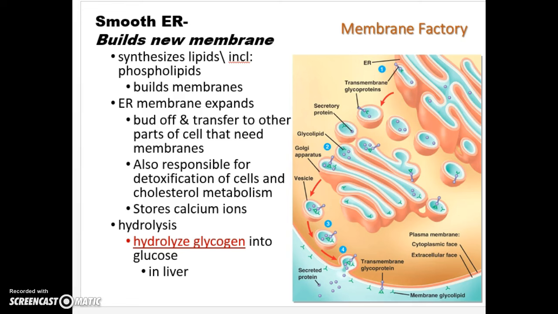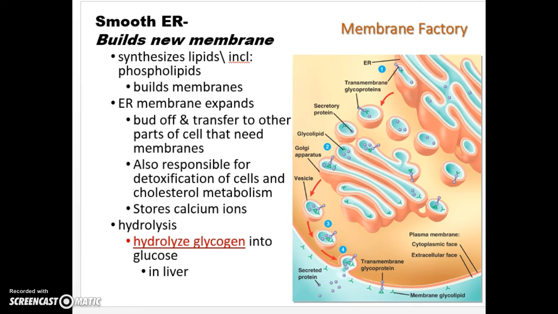Another job that the smooth ER has that's very important is detoxification of cells. So, for example, alcohol detoxification, the breaking down of alcohol so that it doesn't kill the cell, occurs within the smooth ER. So you would not be surprised to learn that a cell that has a lot of smooth ER would be, for example, a liver cell. A liver cell is involved heavily in filtering the blood and detoxifying the blood. And so those types of cells are going to need a lot of smooth ER.